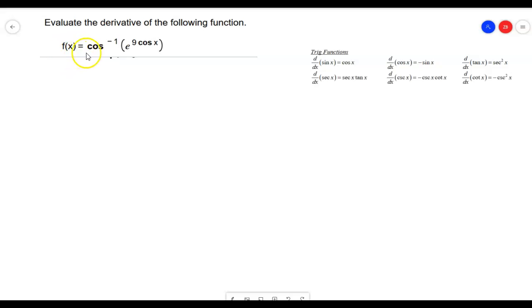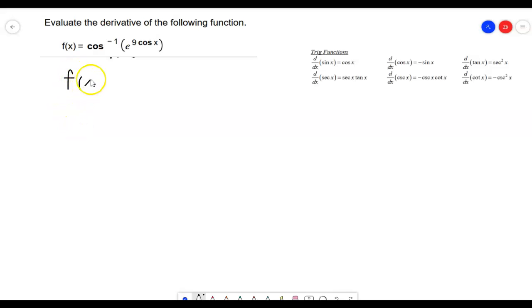So here we have f of x is equal to the inverse cosine of e to the 9 cosine of x. So we just have to really make sure that we follow in the correct order. So we can really look at this as g of u, some kind of function inside another function there.